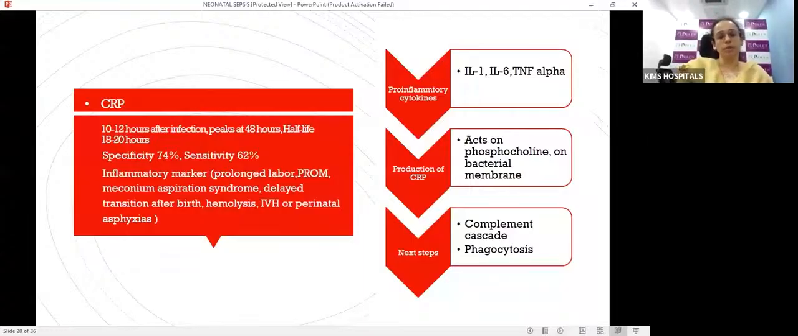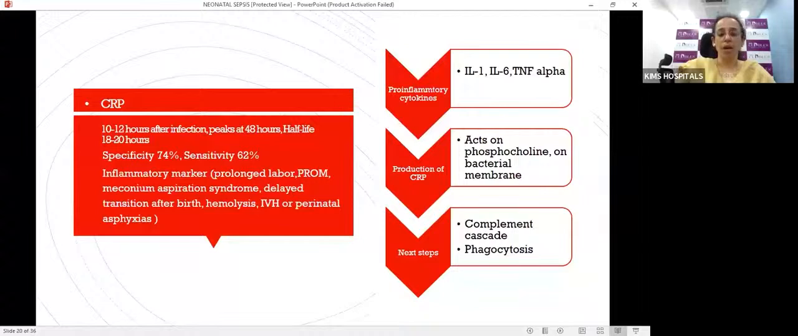The CRP begins to rise 10 to 12 hours after the infection and peaks at 48 hours. You can see this. So this is not helpful for the baby. If the baby starts to have infection at one point of time, and we see the peak CRP after 48 hours, it is not going to help us in deciding to initiate the antibiotic. And also the half-life of CRP being 18 to 20 hours, it goes down slowly after the initiation of antibiotic and control of the infection. So the sensitivity of CRP is around 62% and the specificity is around 74%.